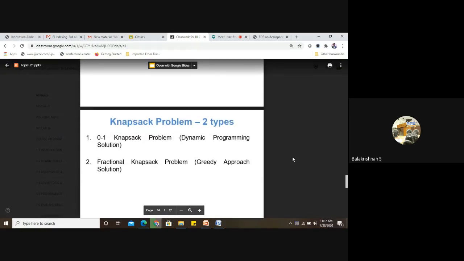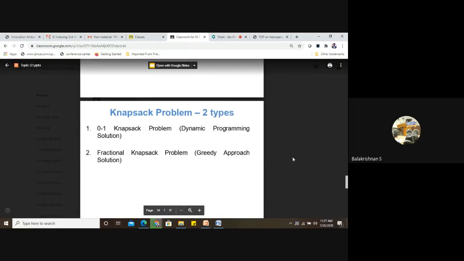Apart from that, there is the knapsack problem. There are two types of knapsack problems. We have already seen an example of the knapsack problem in the greedy approach. That type of knapsack is called the fractional knapsack problem. Just make a note, it's for your understanding. The knapsack problem we used in the greedy approach is called the fractional knapsack problem.